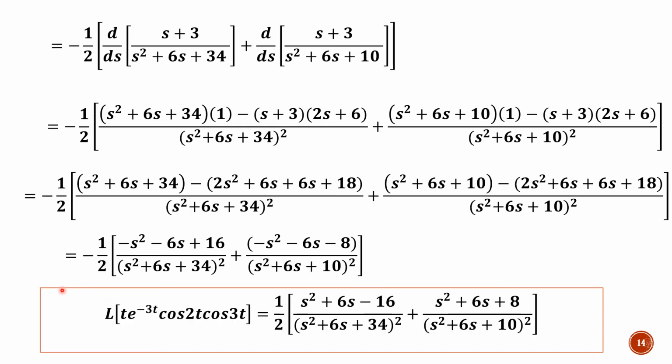So when we take the minus sign inside, we will get s square plus 6s minus 16 upon the denominator, plus we have taken the minus sign inside, so s square plus 6s plus 8 upon the denominator part. That is the Laplace transform of t e raised to minus 3t cos 2t into cos 3t.